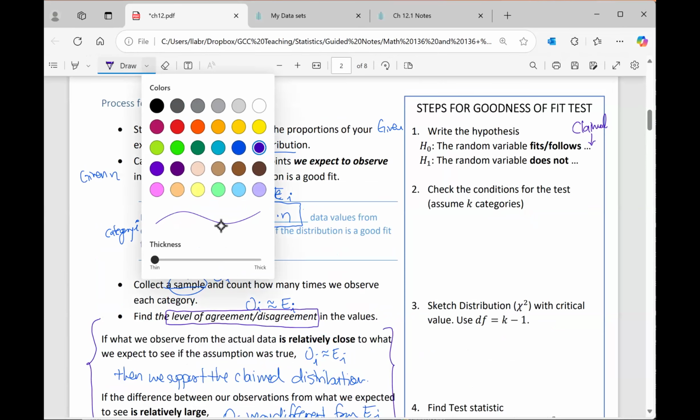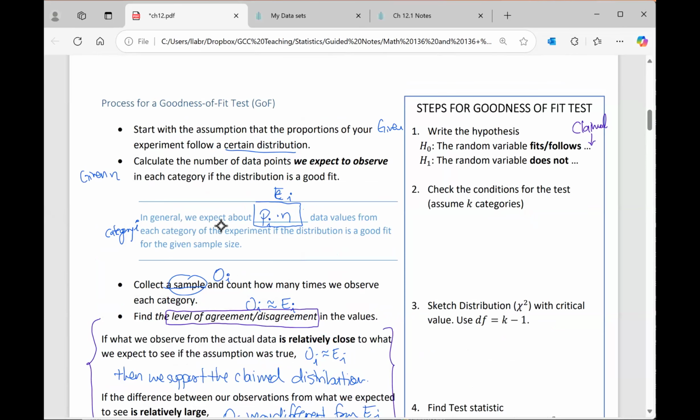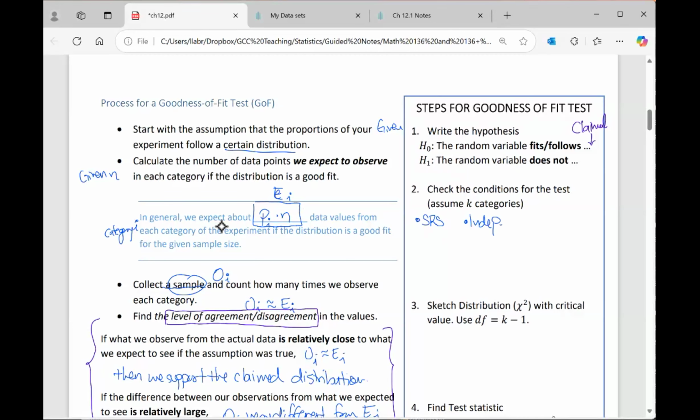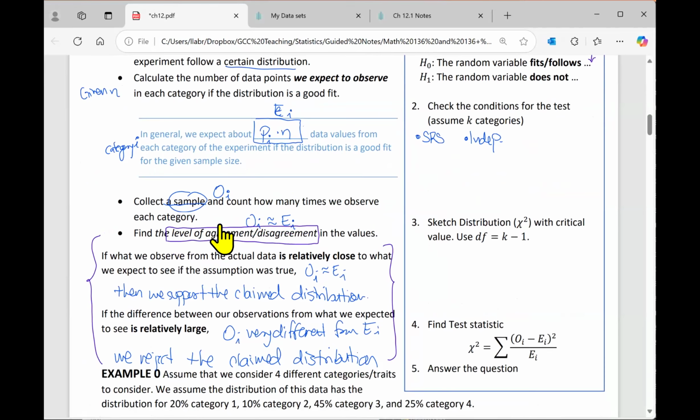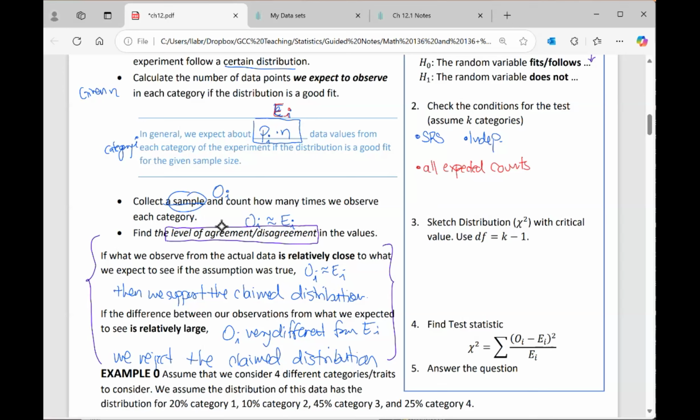So let's now present the requirements. What were the assumptions? We're still going to have the same assumptions, SRS, independence. But now we have a slightly different requirement, because it's not about the shape, but rather the expected count. So this is going to be one of the new differences that we need to watch out for. And you're going to base it off of the expected counts in I. So there's two checks that we need to do. The first one is all expected counts are greater than 5.